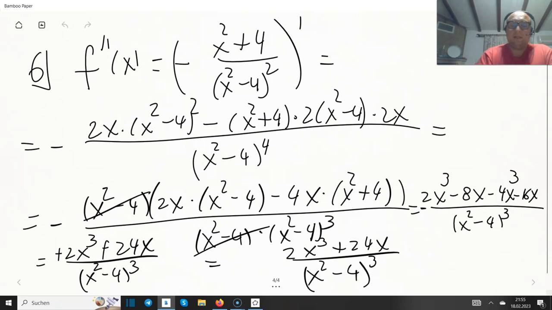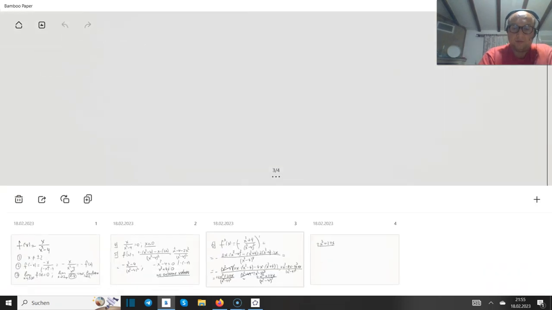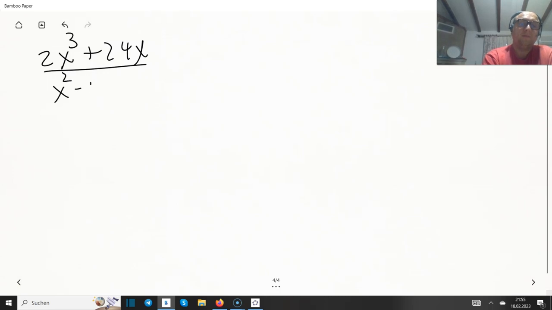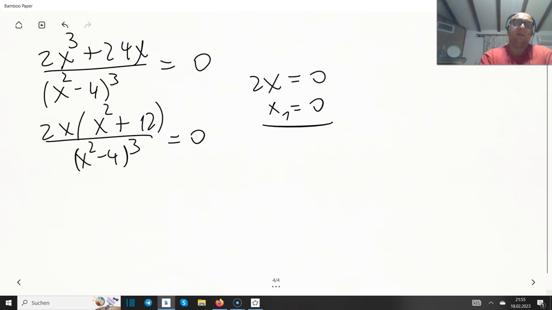Can we get it to 0? Let's see. We take 2x cubed plus 24x divided over x squared minus 4 cubed, and we'll bring it equal to 0. I can take 2x outside of the parentheses. It's going to be x squared plus 12, still divided over x squared minus 4 cubed, equals to 0. So 2x is 0. That means x is 0. And x squared plus 12 is never 0. So the only possible point of inflection is 0, which is clearly the case here. Otherwise, it's hard to maintain the symmetry considering the origin.